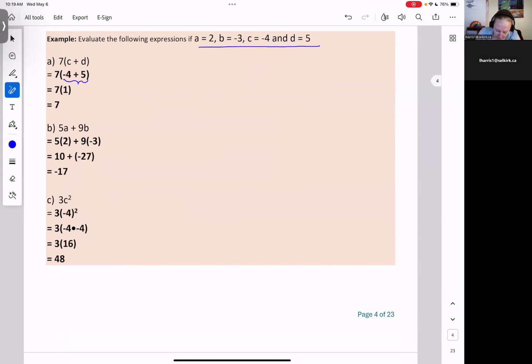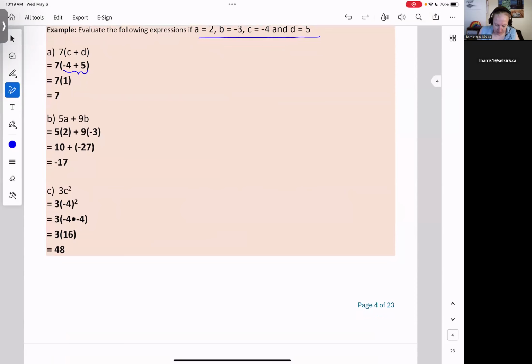In the second example there, once again, we're going to substitute in the values that we now know. So 5a becomes 5 times 2, since a is 2, and then plus 9b, b is -3 in this case. So we put in our -3. Then using BEDMAS, we're going to start by doing that multiplication. So we've got 5 times 2 gives us the 10, 9 times -3 gives us the -27, and then we add those together left to right to get -17.